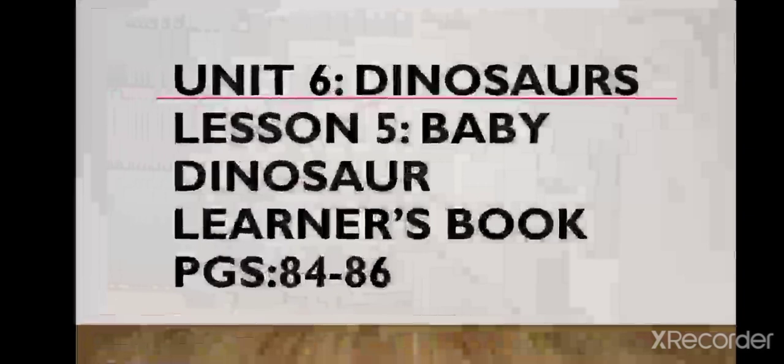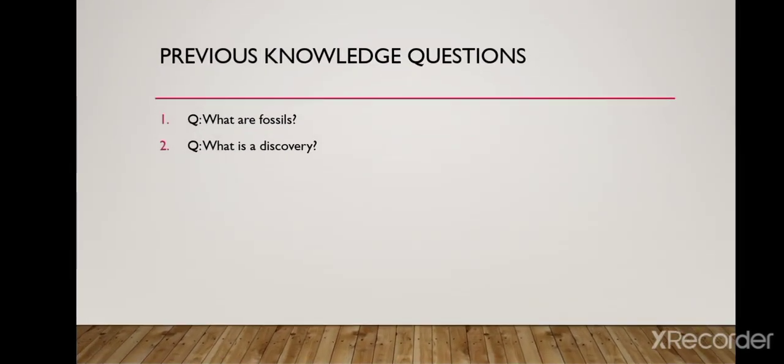Today we are going to continue Unit 6, that is Dinosaurs, and you will be needing Lesson 5, Baby Dinosaurs, Learner's Book page 84 to 86. By the end of this tutorial, you will be able to read about fossil discovery and write answers in your own words. Let's have previous knowledge questions. Number 1, what are fossils? And number 2, what is a discovery?